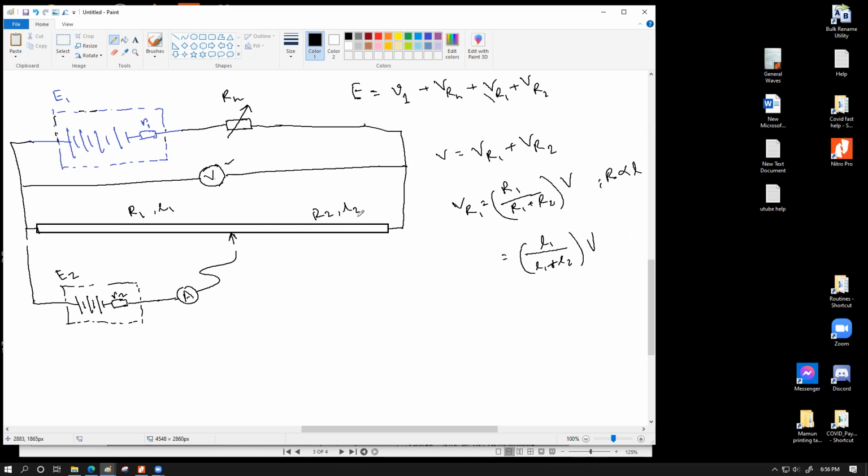Similarly, you could measure VR2 as well, but for the time being we're only talking about VR1 because that's what we are going to work with. So measuring VR1 is very much possible. Can we agree on this? Just using a voltmeter over here, we can measure the VR1 very precisely. Do we agree on this one?